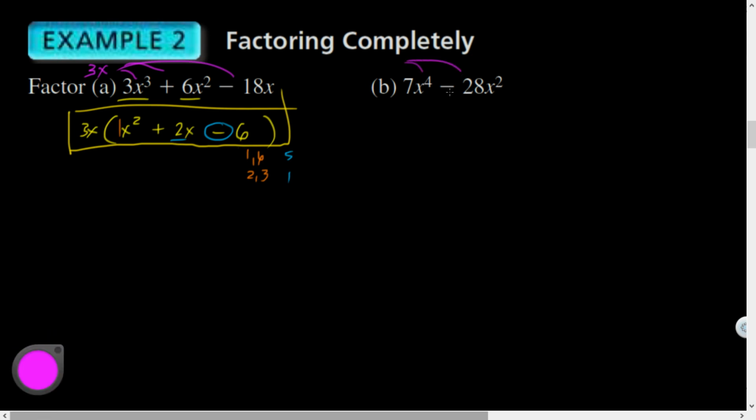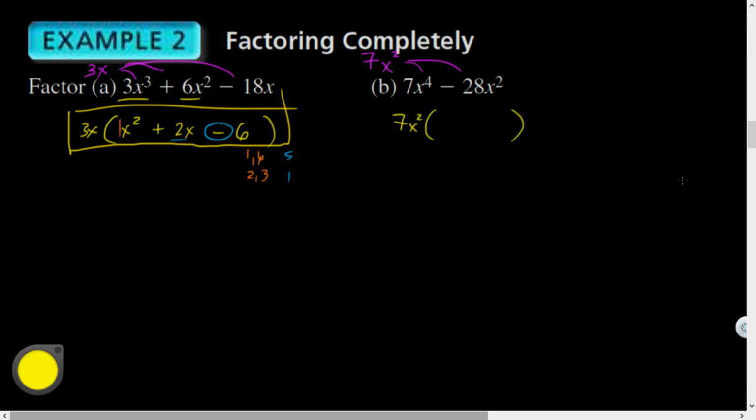So let's see here. Between 7 and 28, what can I steal? Do you guys know? 7, agreed. How about the x to the 4th or x squared? Well, I can steal x squared from each, so you were right the first time. All right, so let's write that down. So 7x squared on the outside.